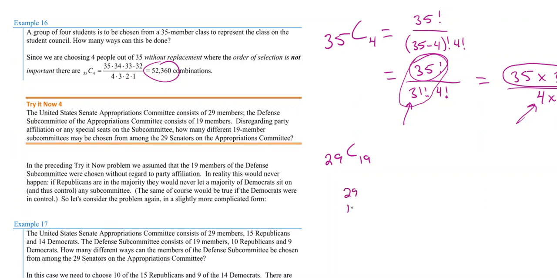We could also write that as 29 over 19 with brackets. So same thing, you'll see them written both those ways. And then if you plug that in, we get a big number. So lots of different ways that we could make these groups for these committees.